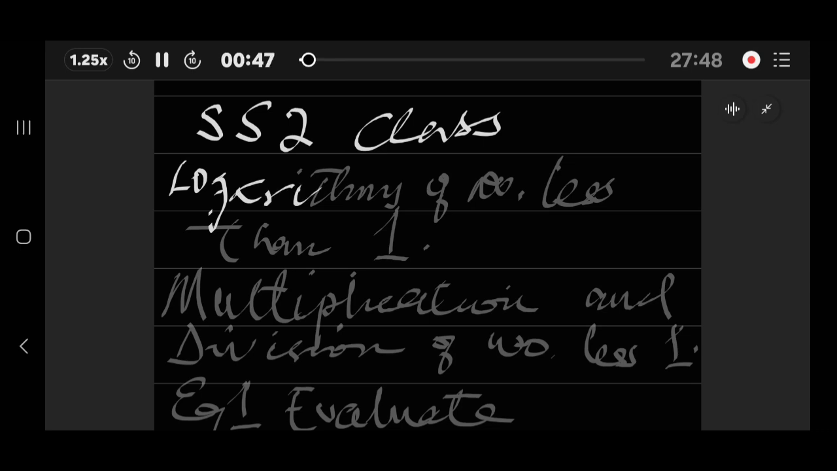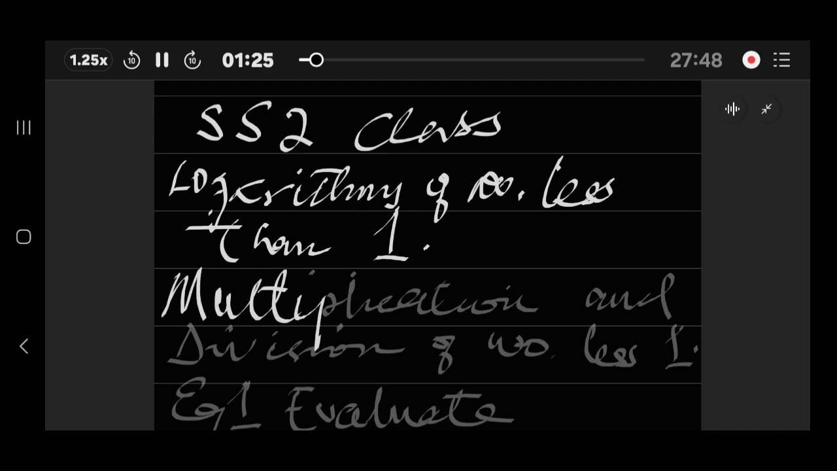Logarithms of numbers less than 1. We'll see the working principle behind numbers less than 1, how to get the logarithms of those numbers. So we are going to be doing multiplication and division of numbers less than 1. We'll solve 2 examples today. One example on multiplication, the other one on division.